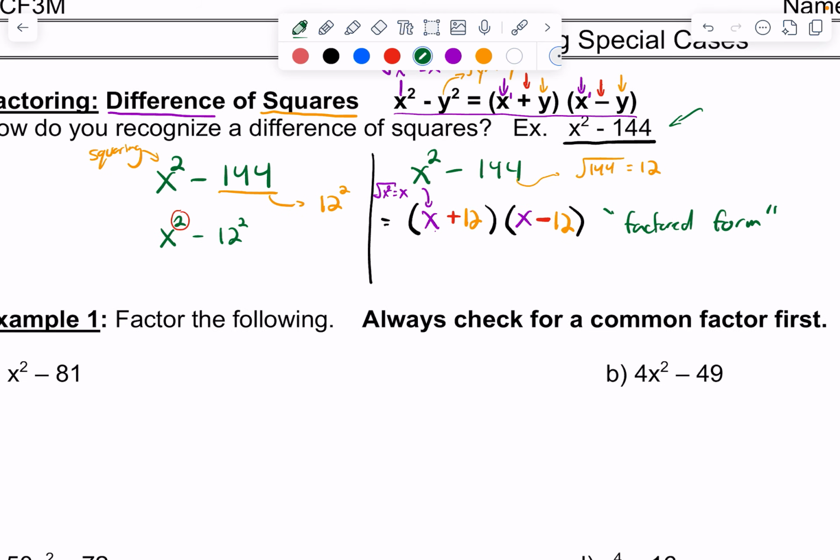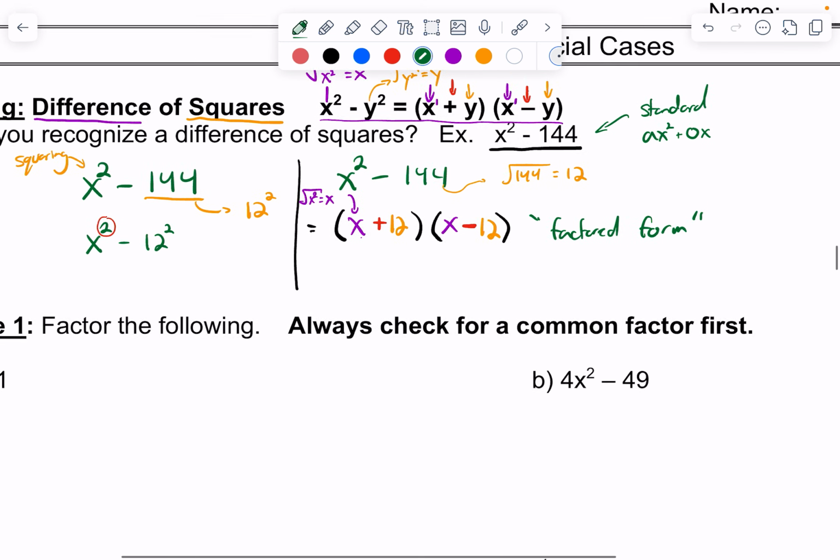This is technically standard. This is standard with an ax squared, that's the x squared in front, but the b value is 0 in this case. That's why you don't see a middle term there, minus 144. So that is standard form. So you're factoring using difference of squares to get into factored form.